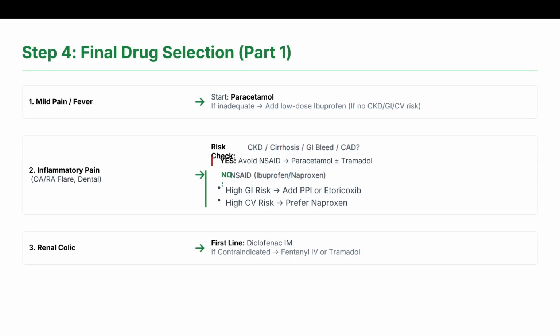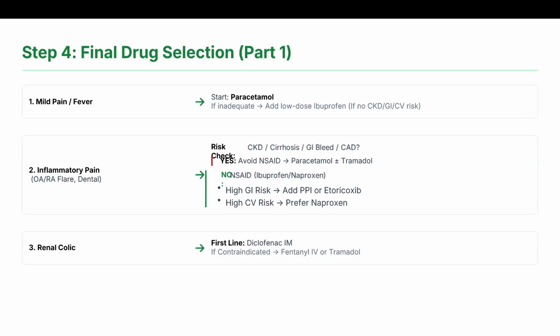If there are risk factors, then avoid NSAIDs. Go for paracetamol plus or minus tramadol. If there are no risk factors, then you can go for NSAIDs, preferably naproxen or ibuprofen. If there is high GI risk, add a PPI or esomeprazole. If there is high cardiovascular risk, prefer naproxen.